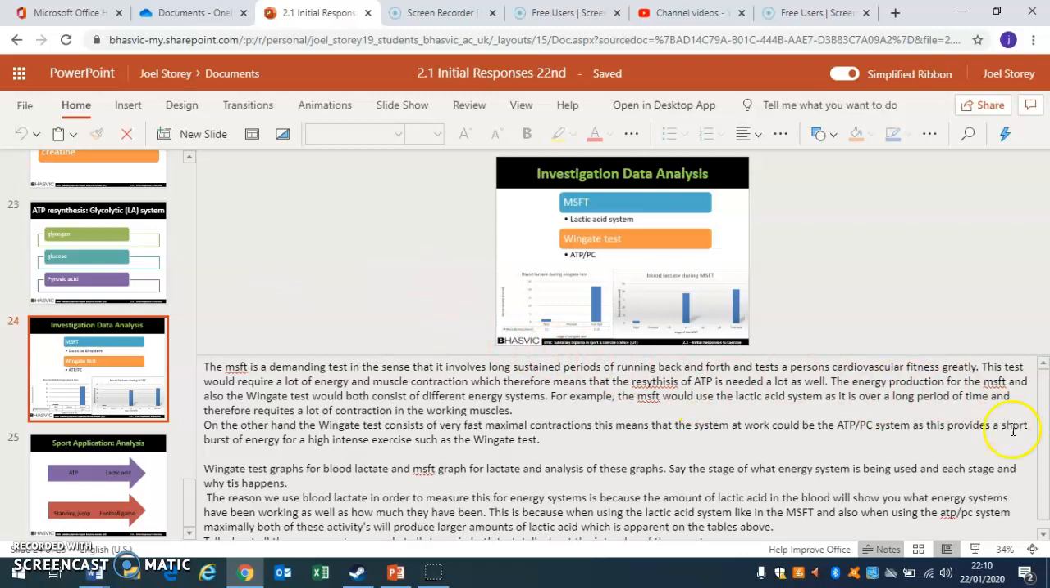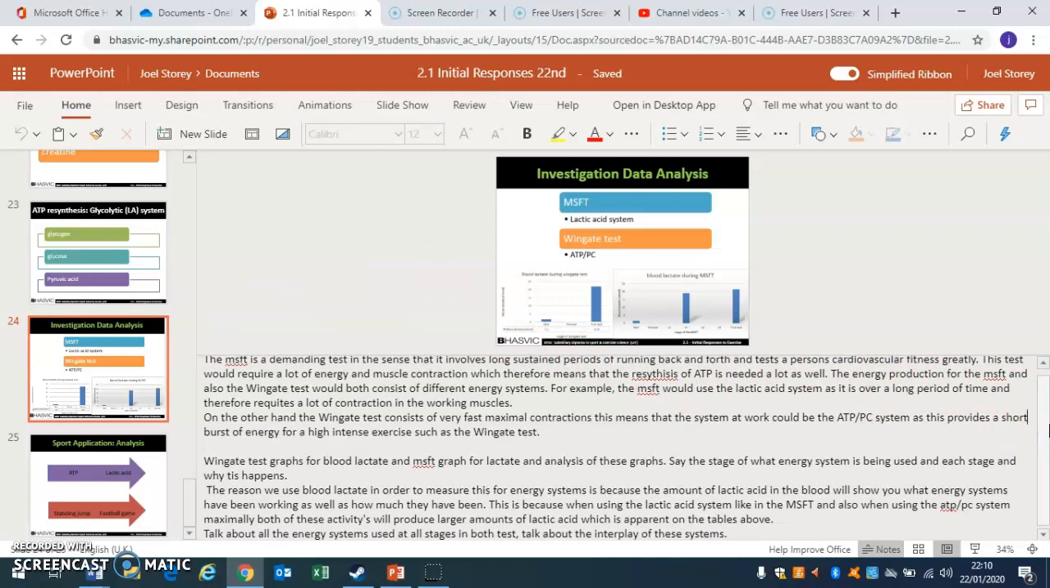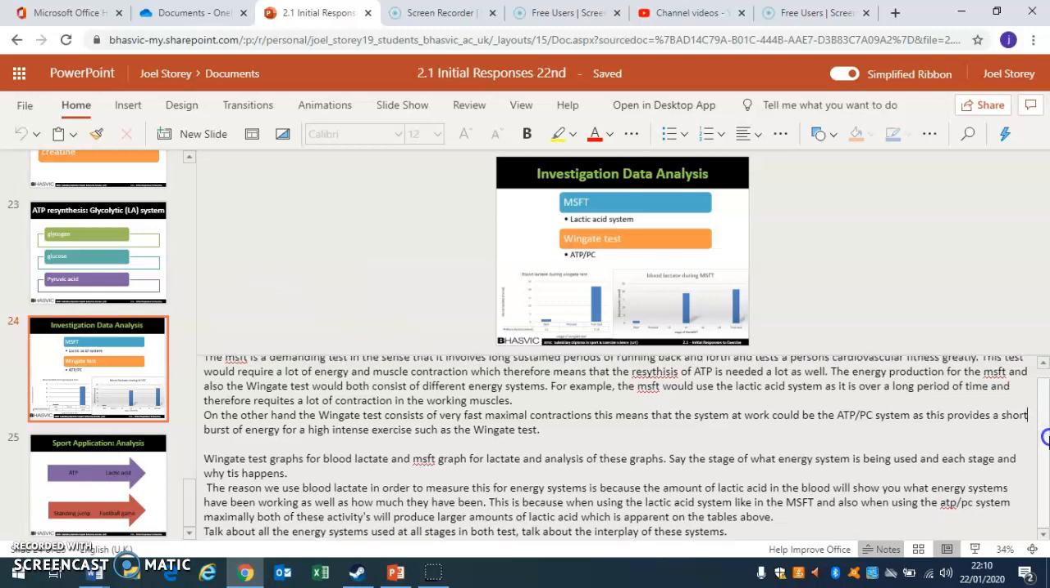In terms of the Wingate test, the Wingate test will also start off using the ATP/PC system for the initial 10 seconds out of the 20. The next 10 will then be helped by the lactic acid system, which also is why you can see on the graph here a massive build-up in lactic acid after the Wingate test, due to the lactic acid system being predominantly used for the last 10 seconds of this test in order to generate energy and power for the legs to work through this test.